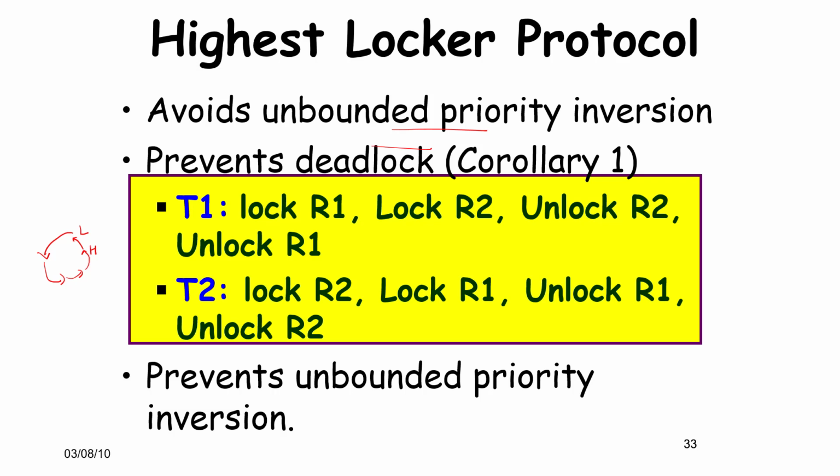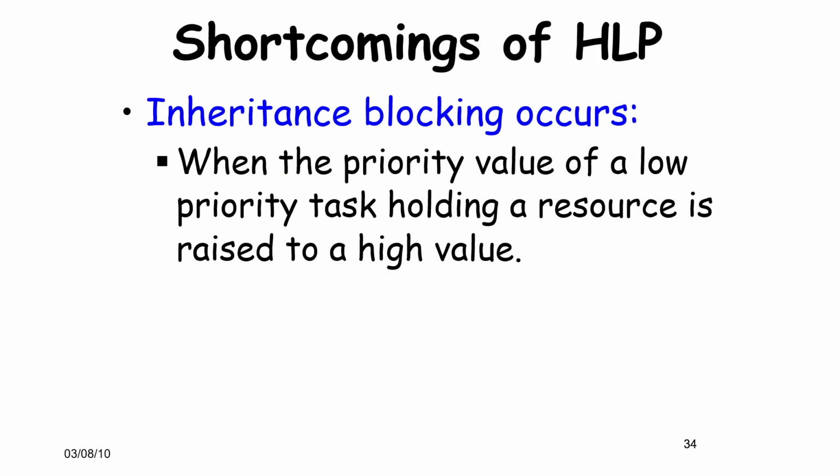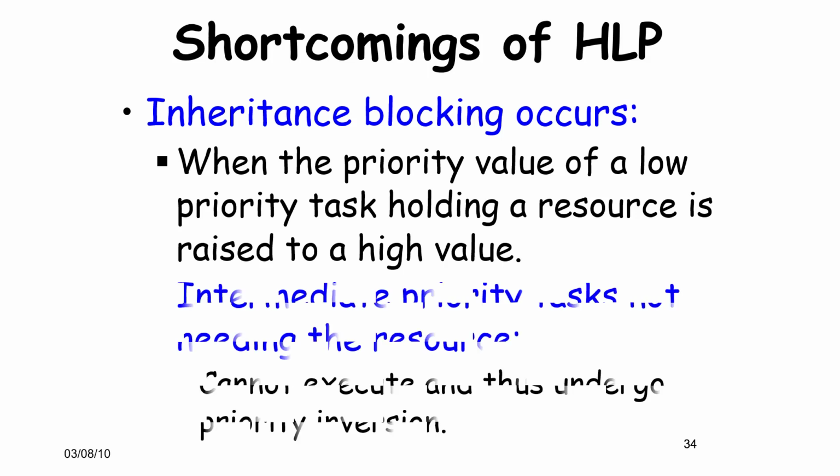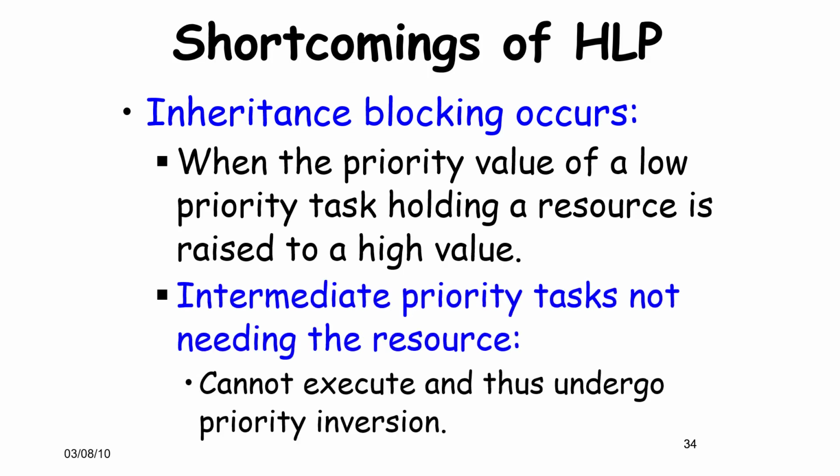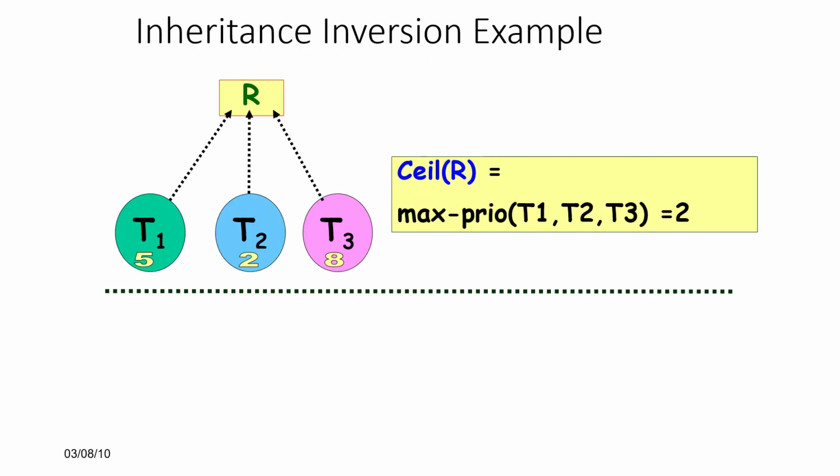But the point is, we are still not happy. The reason we are not happy is because we feel that the ceiling operation unrealistically jacks up the priority of a task. So this is our main quip with inheritance blocking of HLP, that the priority is raised to a very high value, and this unnecessarily penalizes intermediate priority tasks.